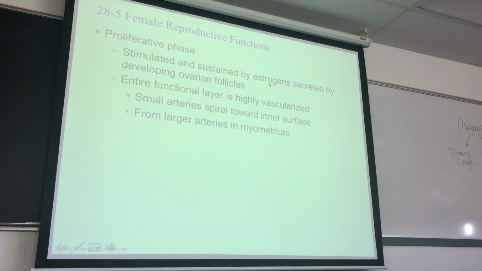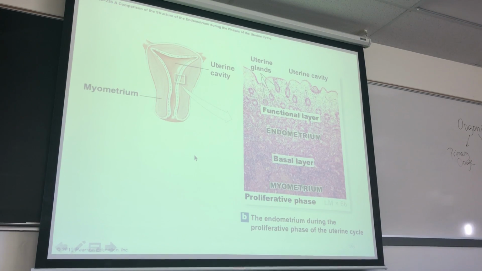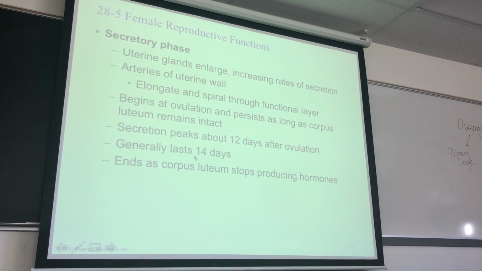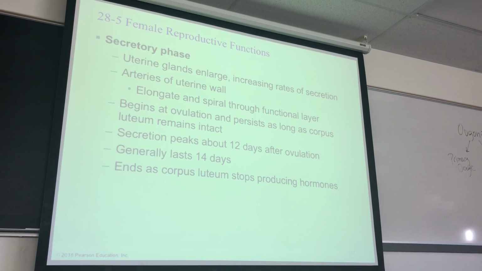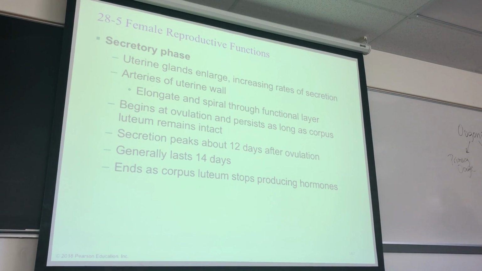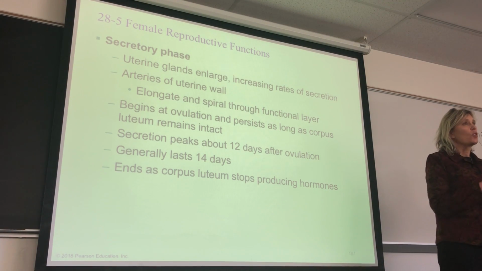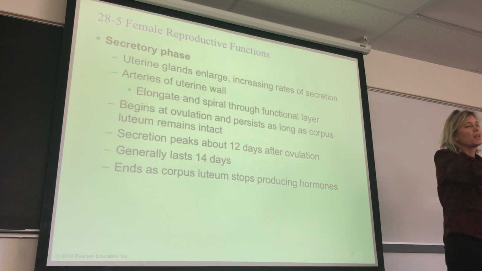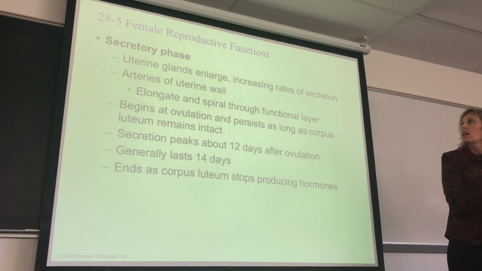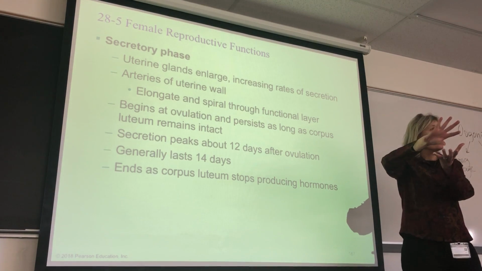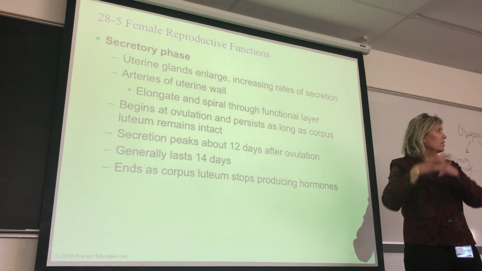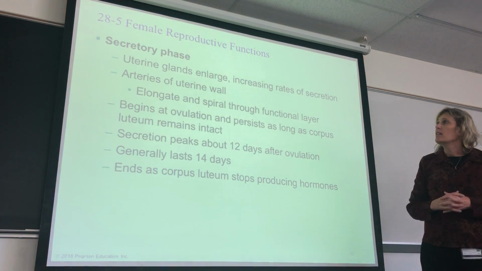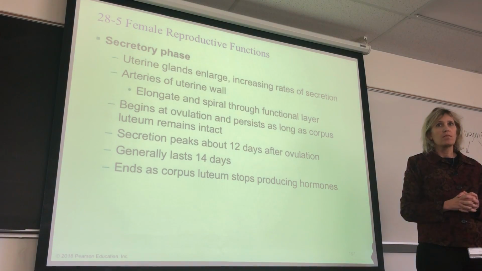The proliferative phase is sustained by the estrogens. The area is very highly vascularized, and then we go into the second phase, called the secretory phase. The secretory phase begins right at ovulation. So in the ovary, we had the follicular phase and the proliferative phase going together. Now we're at ovulation in the ovary, and in the uterus, we're in the secretory phase.